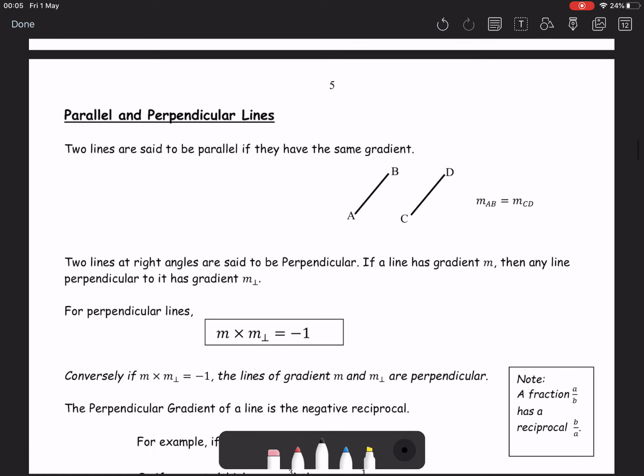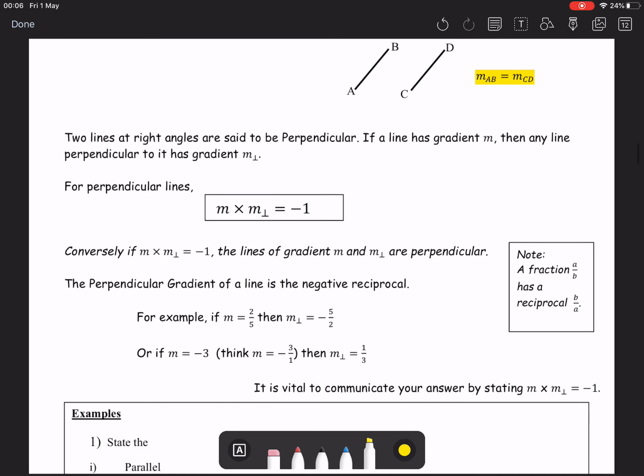Second bit of information today is parallel and perpendicular lines. Parallel lines is something that you have met before, that two lines with the same gradient are said to be parallel. So if you had the gradient of AB, that would equal the gradient of CD.